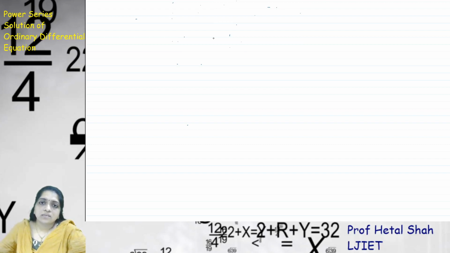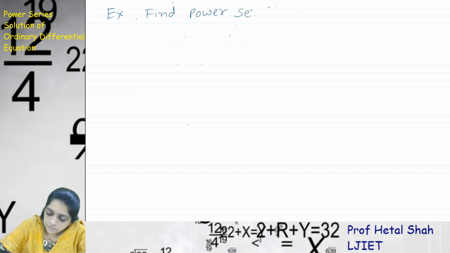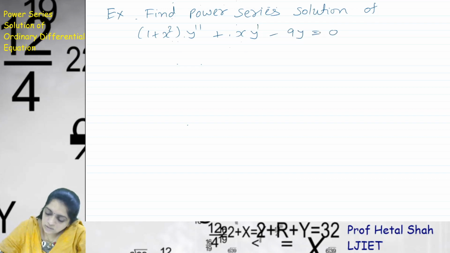Today we discuss the power series solution of ordinary differential equations. Let's start with an example. Find the power series solution of (1 + x^2) y'' + x y' - 9y = 0.